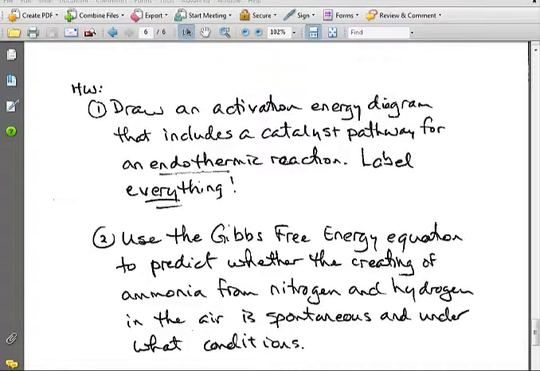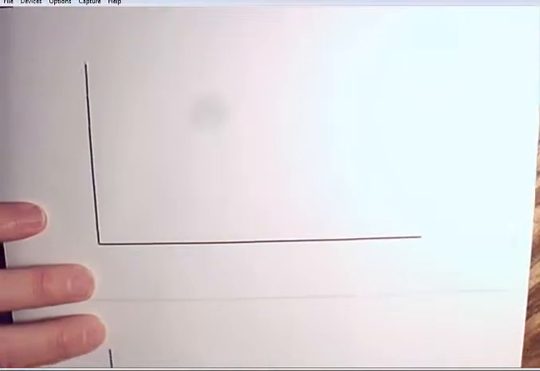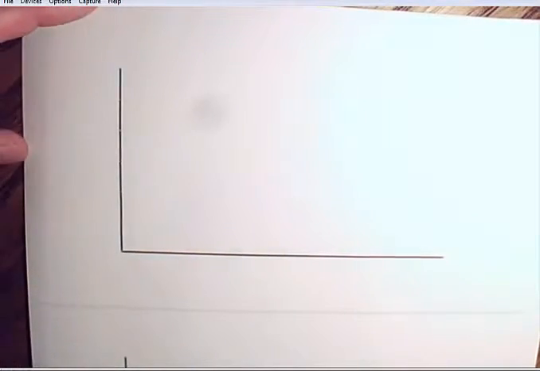Okay, so the first of last night's homework problems. Everybody's exchanged their paper? Okay. The first of last night's homework problems was to draw an activation energy diagram that includes a catalyst pathway for an endothermic reaction, and it says to label everything. So we need a graph. So we need X and Y axes, and that would look like this. Okay?